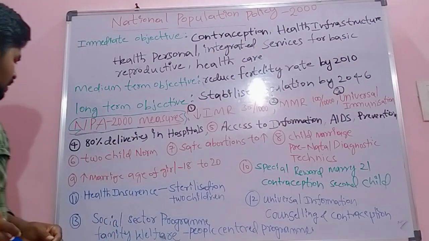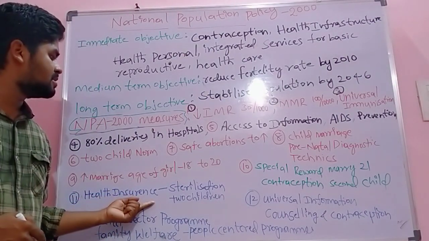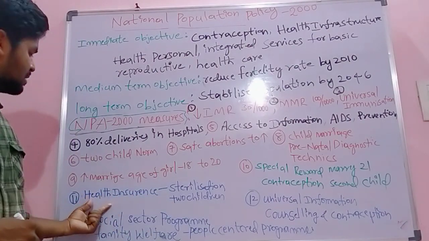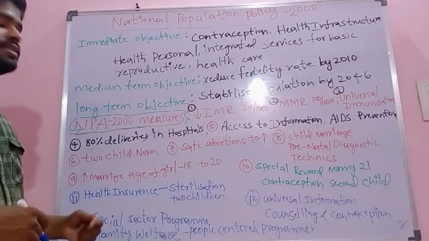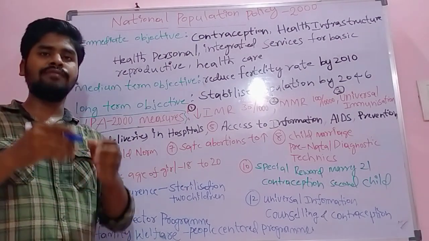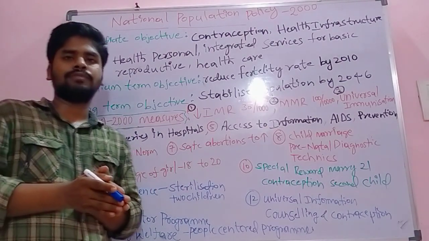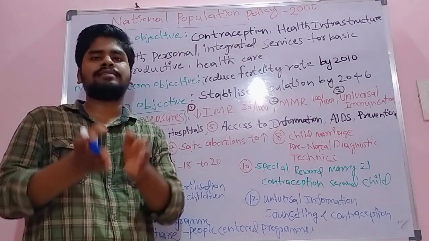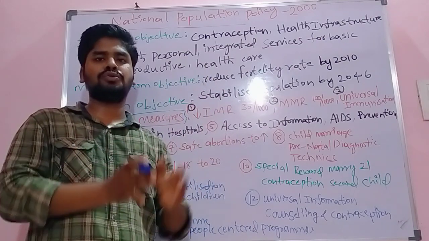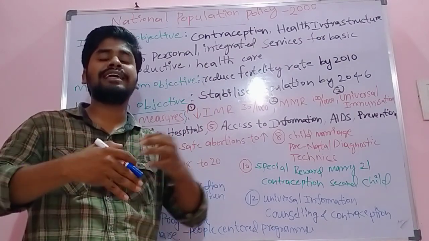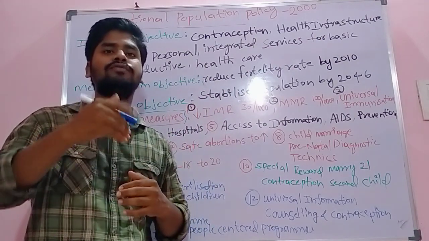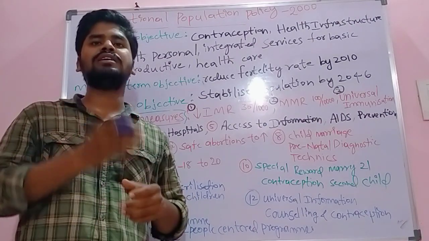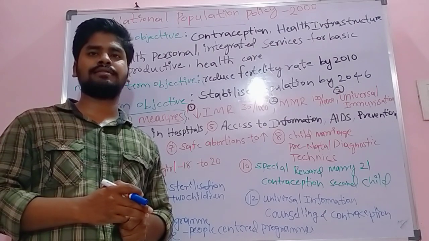And coming to the health insurance and sterilization of 2 children. See here, health insurance. What is health insurance? It means if the family size is maintained at only 2 children, they will get insurance. The government will provide insurance to whichever family has only 2 children.